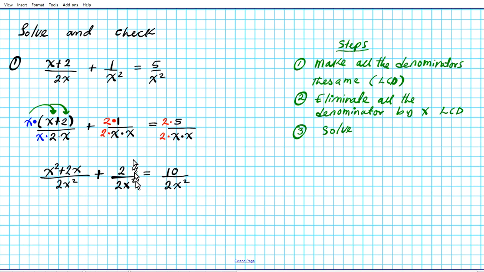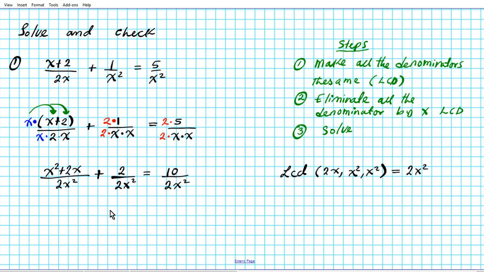So ladies and gentlemen, we have found the LCD. Based on the work we just did, we can see that the LCD of the denominator terms of the original problem, which are 2x, x squared, and x squared, is equal to 2x squared.